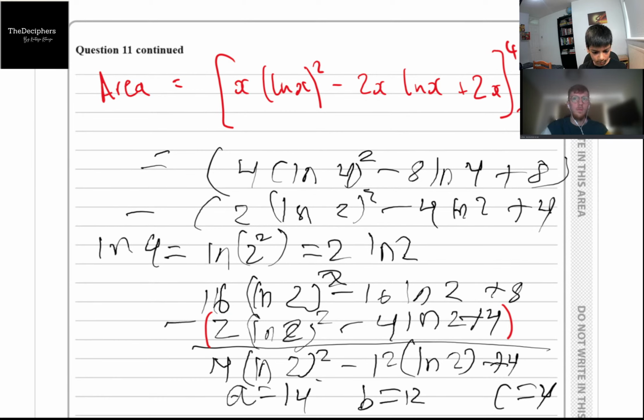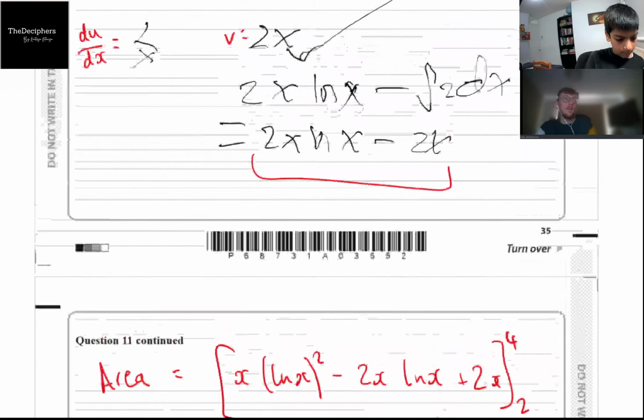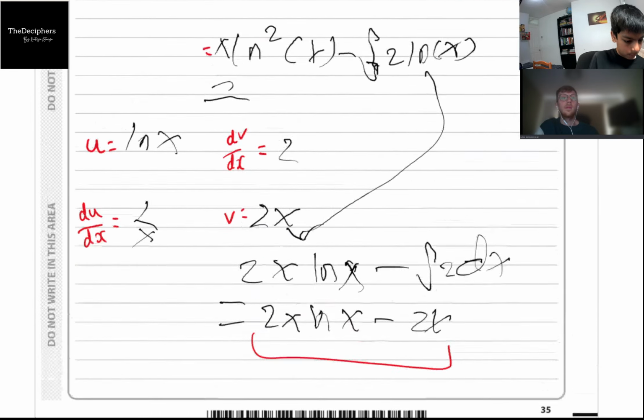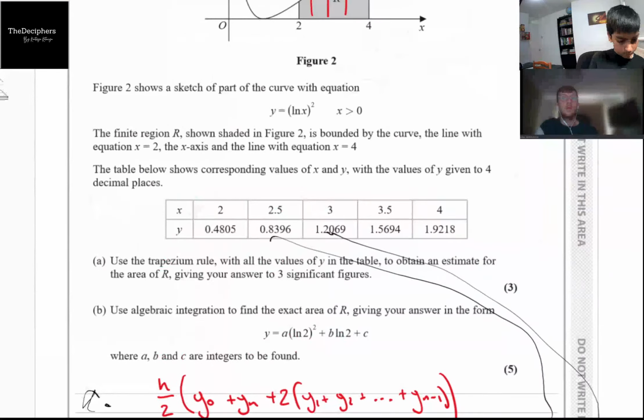I'm just going to see what the exact value of it is, so we can compare it to our answer to part A. Yeah, good idea. So it's 2.41 about, and for part A we got 2.41. Yeah. So the trapezium rule was a good approximation. Well done.